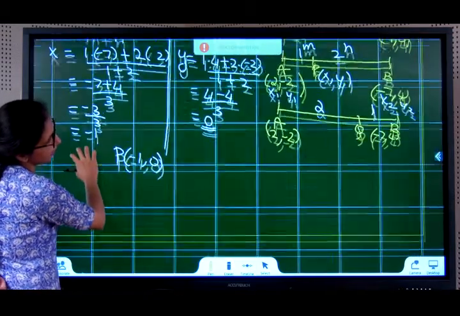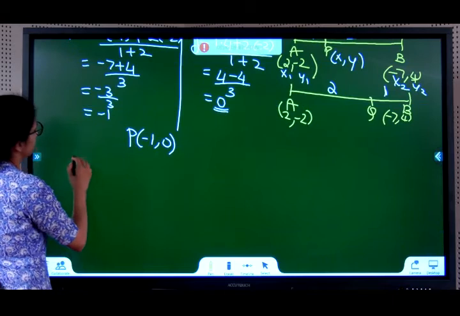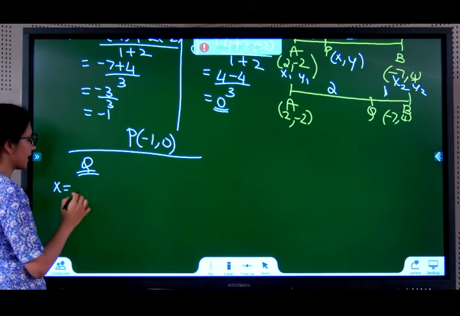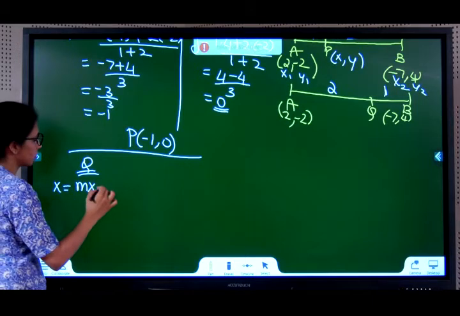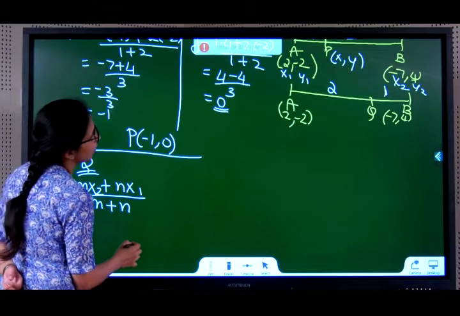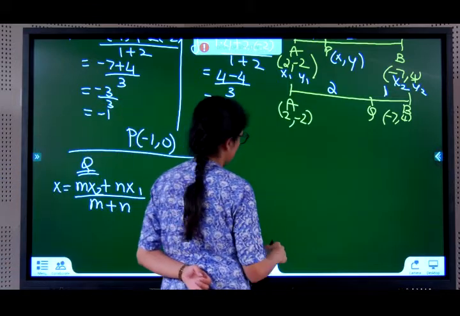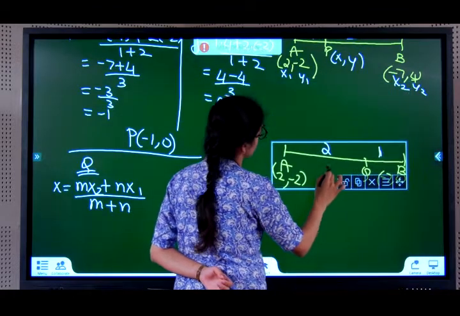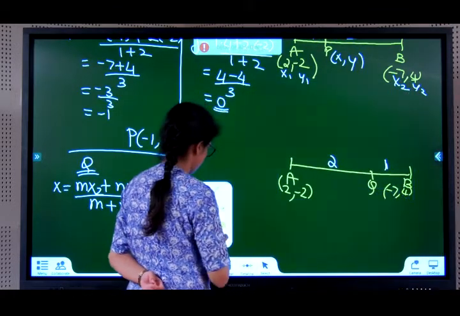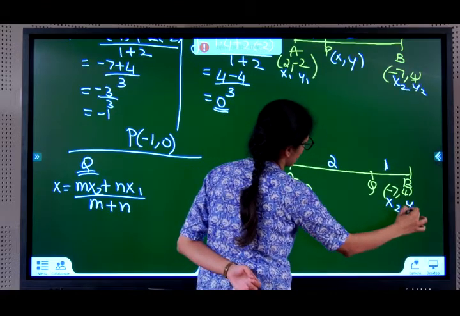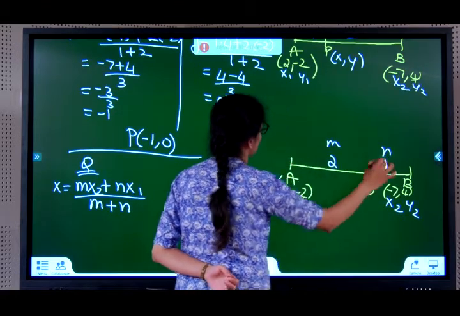Now you have to do the same thing for the Q part. So now I am doing it for point Q. For point Q, what will be x? (m x2 plus n x1) by (m plus n). So here, okay, x1 y1, x2 y2, m n.